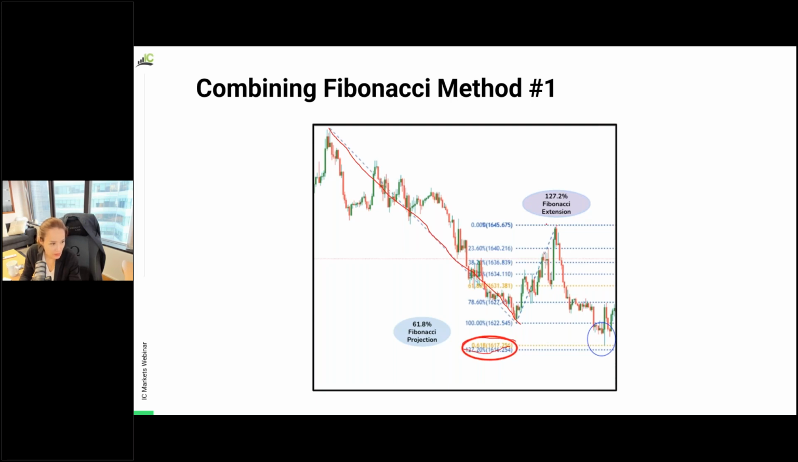And then how do you get extension? This is the 61.8% projection here, and then you pull the Fibo from here to here. And then you will get Fibonacci extension. Okay, how to do it? Let me show you guys here.